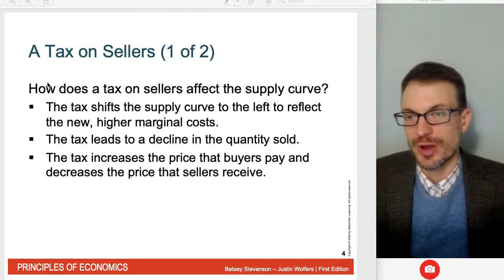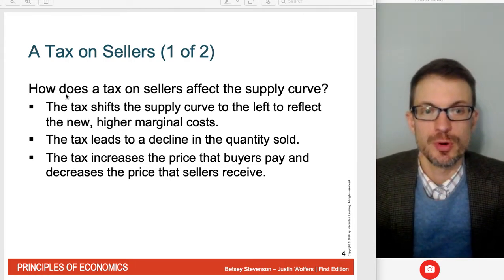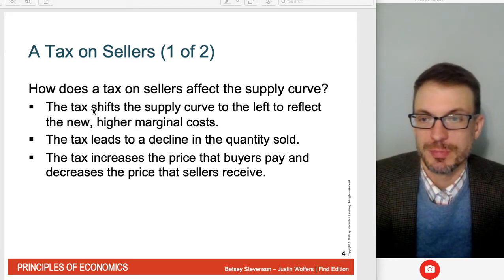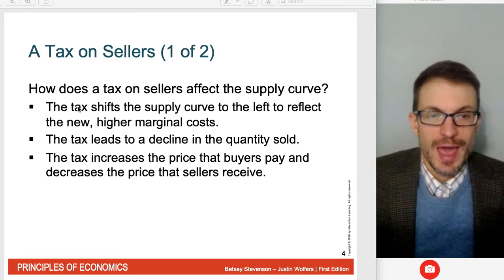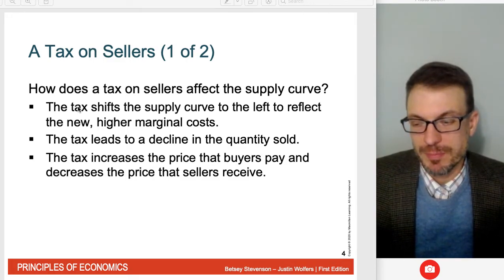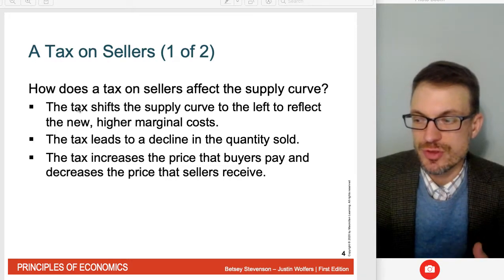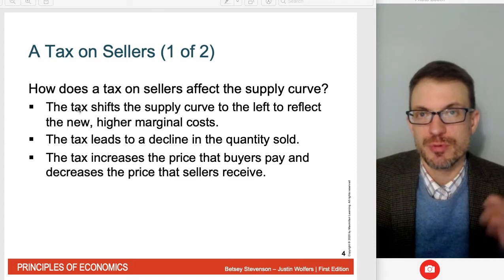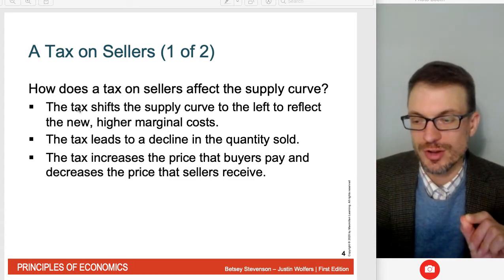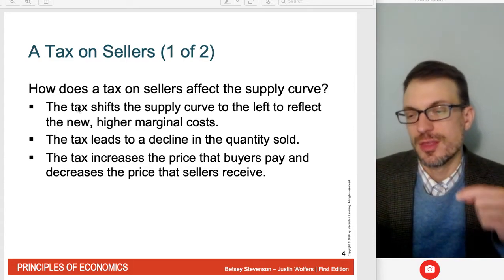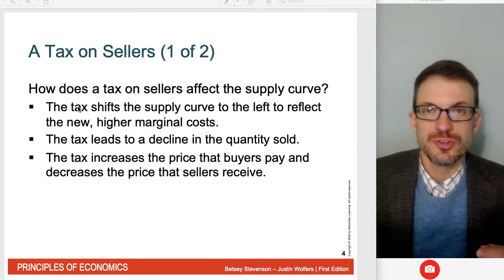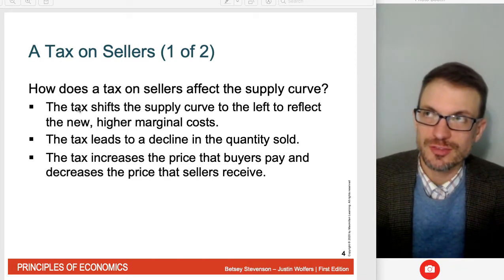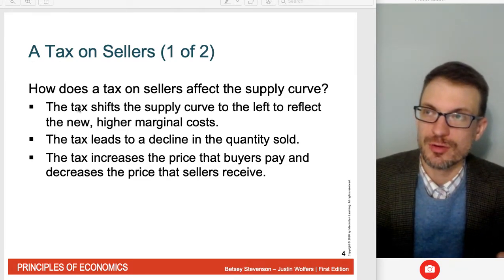Those are the two common things we want to get out of the way from the get-go. All right, so first question, suppose we have a tax on sellers. How does a tax on sellers affect the supply curve? Well, if there's a tax on sellers, they are going to have to pay some amount to the government for every unit that they sell, right? Supply is just a relationship between prices and quantities supplied. So for each quantity supplied, there's the price, and then there's going to be an additional amount. It's like an artificial cost.